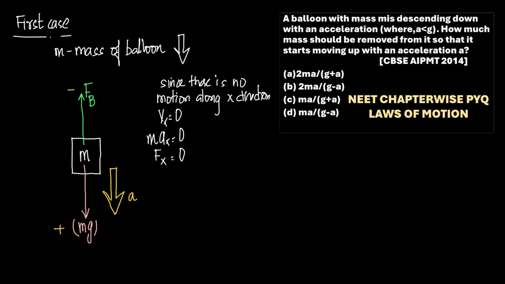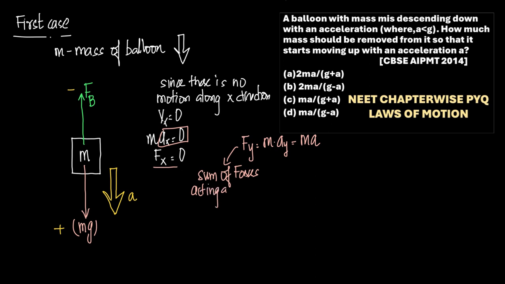Now, what do we have to find out? It is Fy. So what is the equation for Fy? Fy would be m into ay. Since ax is equal to 0, I'll take ay as a, so we get it as m into a. Now, what is Fy? Fy denotes the sum of forces acting along the y direction.